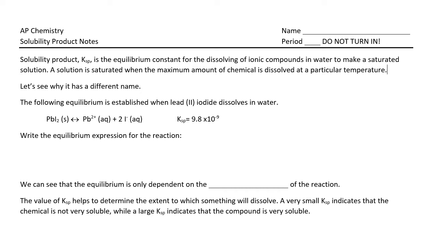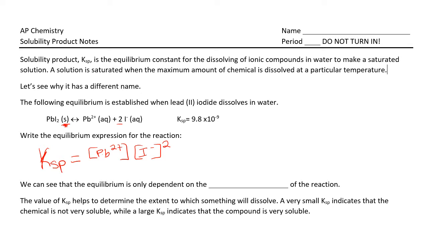If we were to write the equilibrium expression for this, we'd have K, with that little sp. It's always products over reactants, right? So we'd start with our lead, Pb2+, and then we'd have our I minus, and it would be squared because of that coefficient of 2. And then we wouldn't divide by anything. This is a solid, so it is not included in the equilibrium expression.